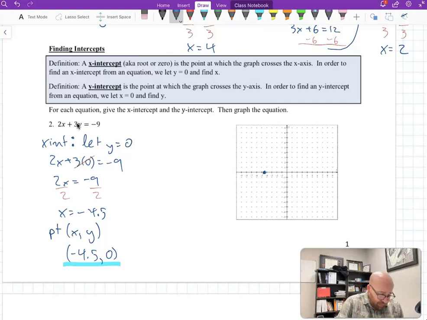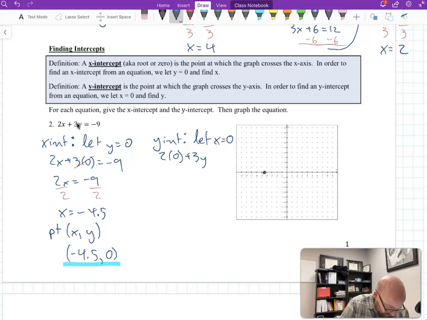Okay, let's find our y-intercept. To find the y-intercept, we are going to let x equal 0, and then solve. So we have 2 times 0 plus 3y equals negative 9. Again, 2 times 0 is 0. Adding 0 doesn't do anything. So we have 3y is equal to negative 9. Divide both sides by 3. And this gives us that y is equal to negative 3.